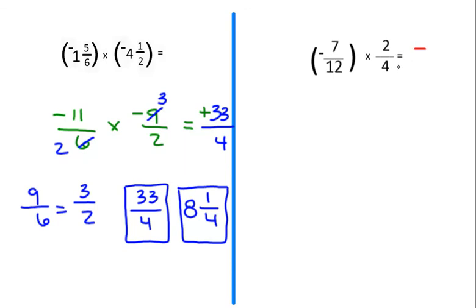They're both proper fractions, so I should be good to go to start canceling. So can 7 over 12 simplify? No. Can 2 over 4 simplify? Yes. 2 over 4 simplifies to 1/2. Can 7 over 2 simplify? No. Can 1 over 12 simplify? No. So 7 times 1 is 7, and 12 times 2 is 24.